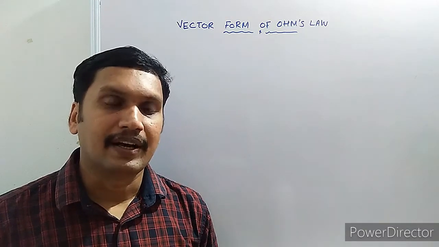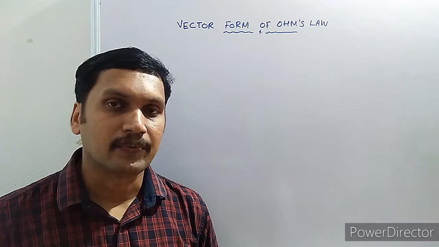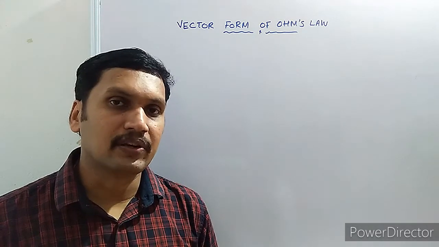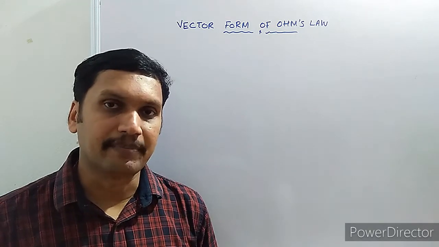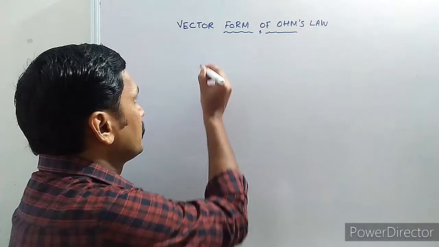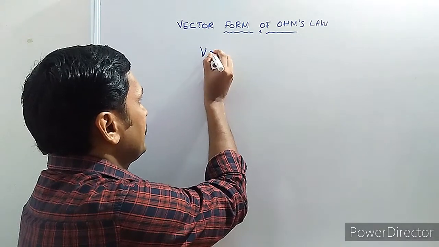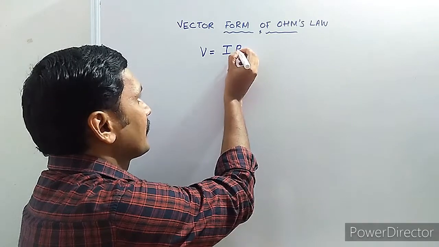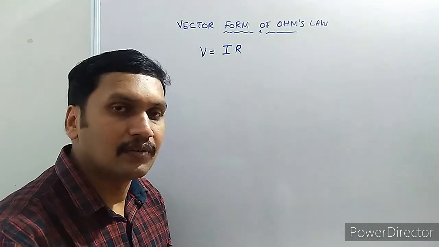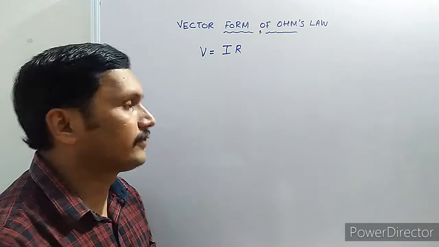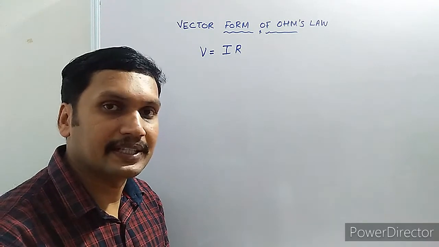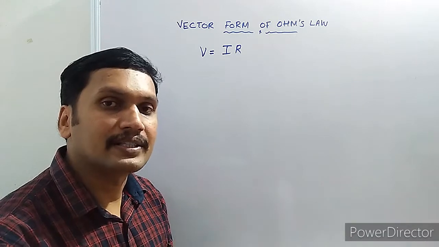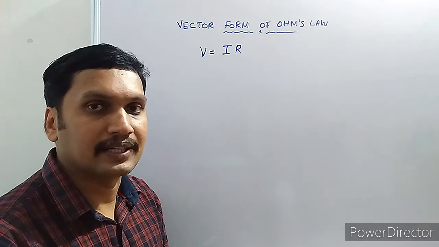Now we are going to see another form of Ohm's law. We already learned by Ohm's law that the potential difference between the ends of a conductor can be written as V is equal to I into R, where V is the potential difference between the ends of a conductor, I is the current passing through the conductor and R is the resistance of that conductor.